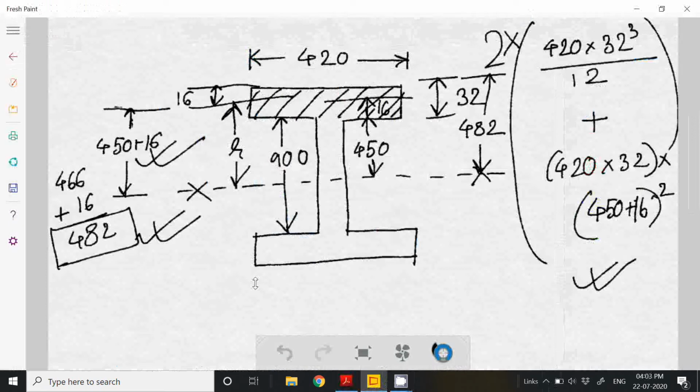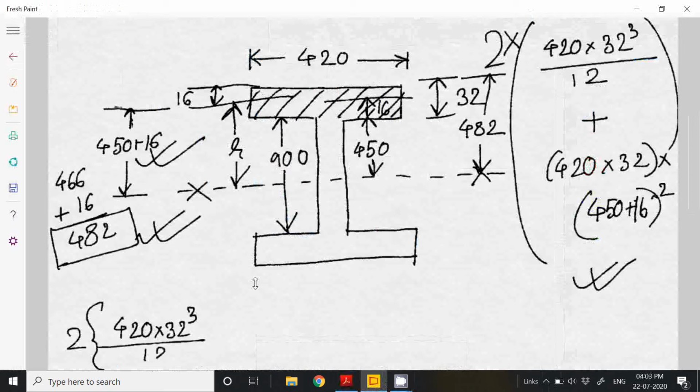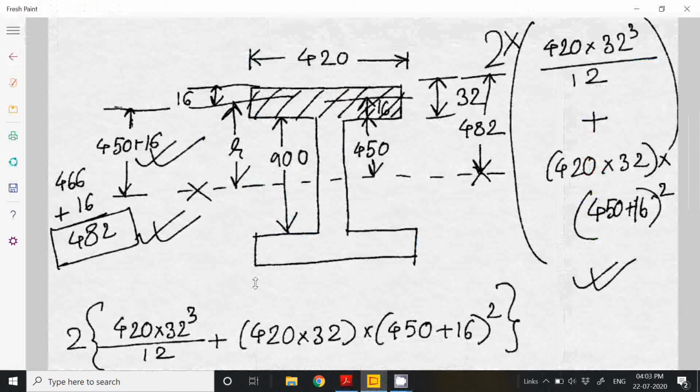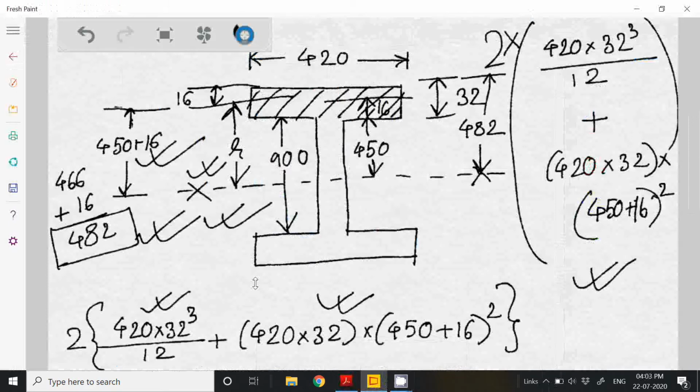So it should actually be 2 times of 420 into 32 cubed by 12 plus 420 into 32 into 450 plus this one. This is for one side. So there are two sides, isn't it? One is here and another is here. So ultimately it should be multiplied by 2.